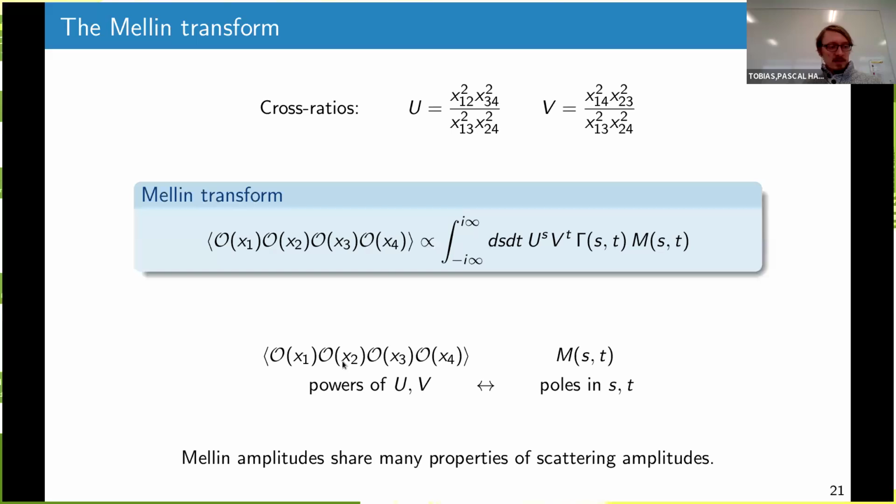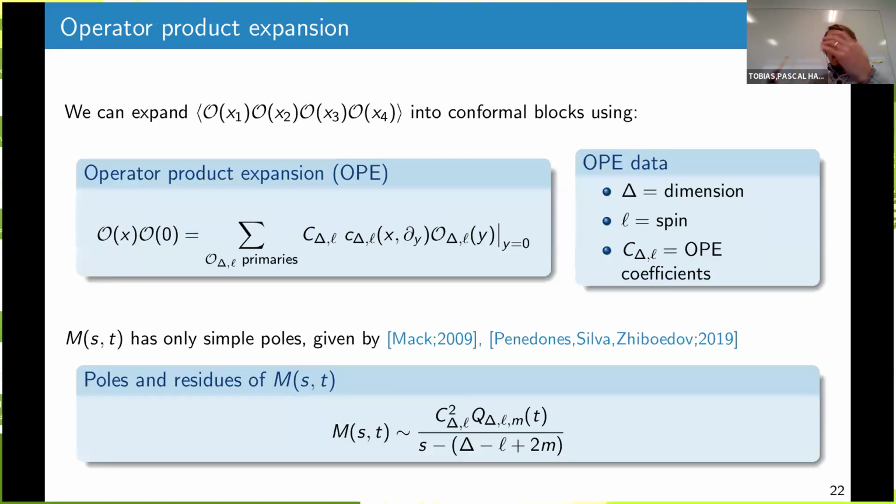And these Mellin amplitudes have been used already for a long time, and they have many properties of scattering amplitudes. And AdS correlators look much simpler when you express them in Mellin space. Of course, the super powerful thing in a CFT is that we can use the operator product expansion, and it has a finite radius of convergence. And so we can expand these correlators into conformal blocks.